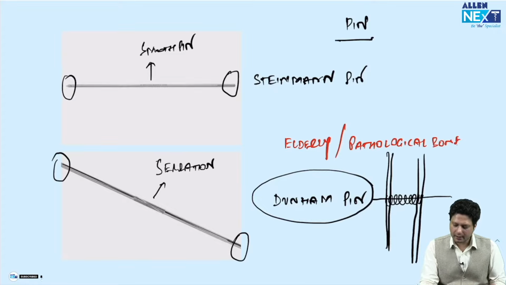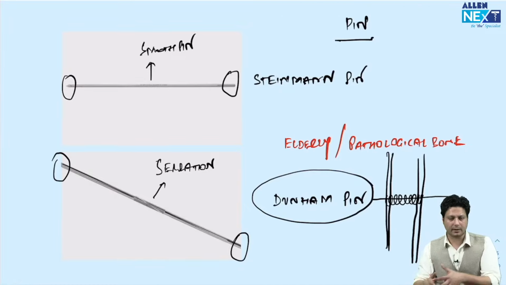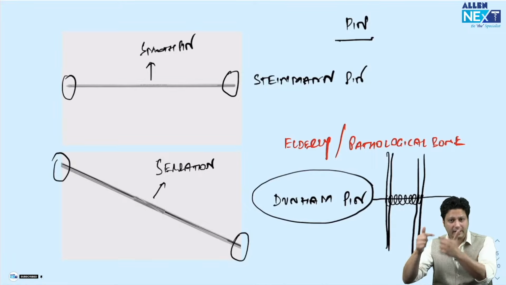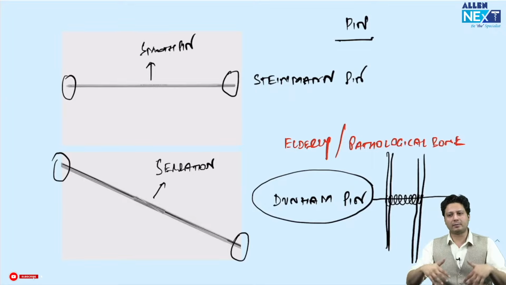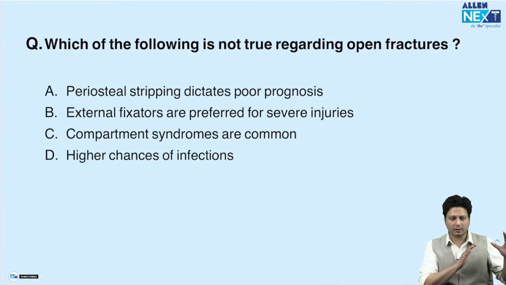Hopefully everything is clear. There is always a possibility that they can give you this Denham pin in the picture, and then they will ask you what is the name of this pin, what is the indication of this pin. So both Steinmann and Denham pins are used for the provision of skeletal traction, but the Denham pin is used in case of elderly because of the weakness of the bone. So to prevent the loosening of this pin, in order to have the better cortical purchase, we are using the Denham pin. On the other hand, majority of the time, the Steinmann pin is used for the purpose of skeletal traction application. All right. So that was about question number 1.